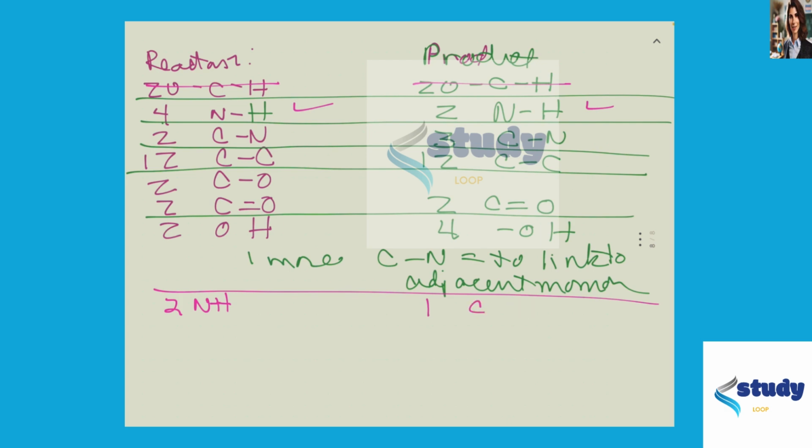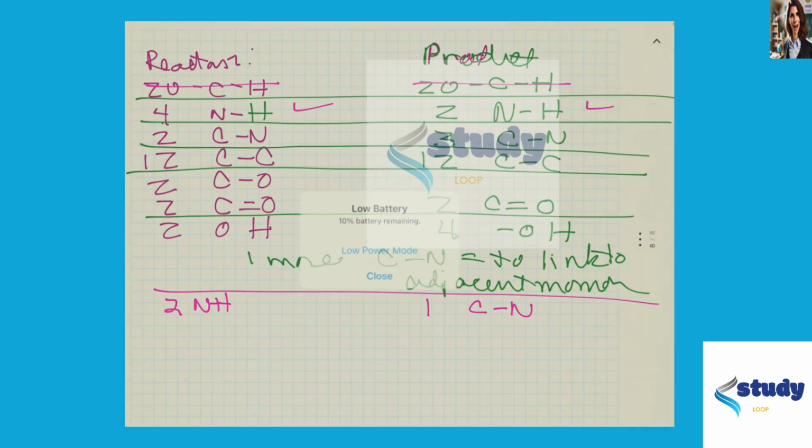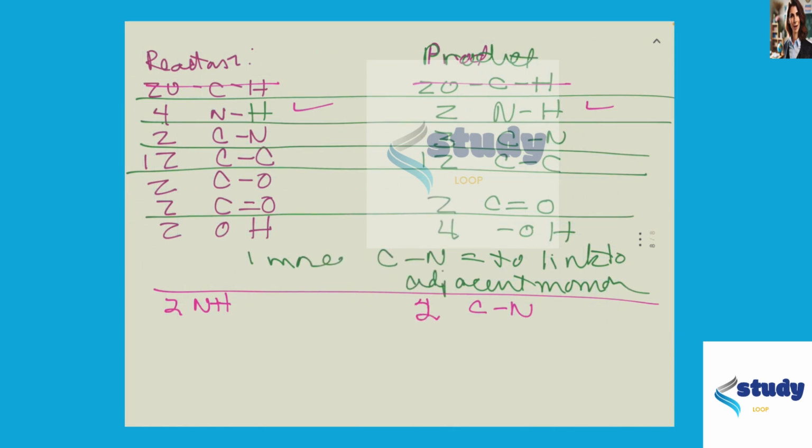And here I have 1 C double bond N. Actually, I'm going to make that 2 because I forgot that. Whoops. Forgot my 2 right here. 2 of these. Then let's get down to, those are good. Here I have 2 C bond O. And here I have two OH bonds.